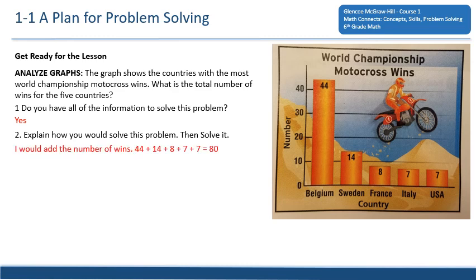I would add the number of wins, 44 for Belgium, plus 14 for Sweden, plus 8 for France, plus 7 for Italy, plus 7 for the USA, and that equals 80.